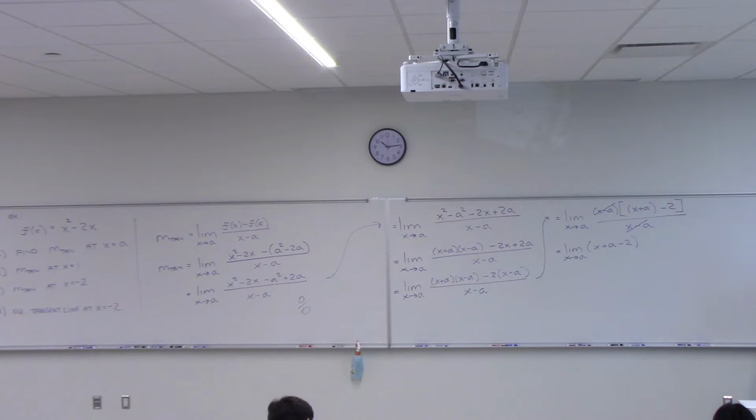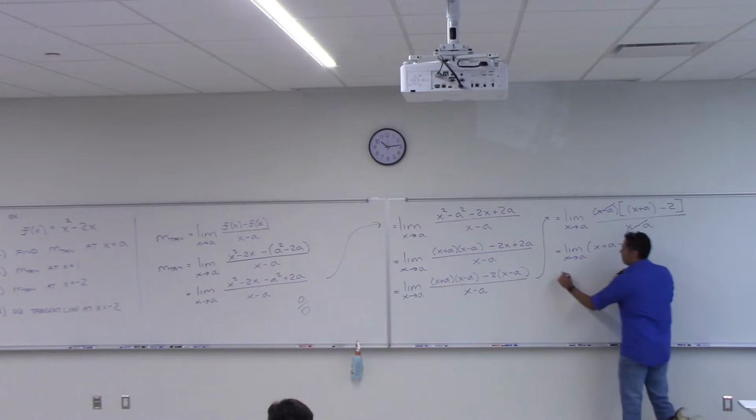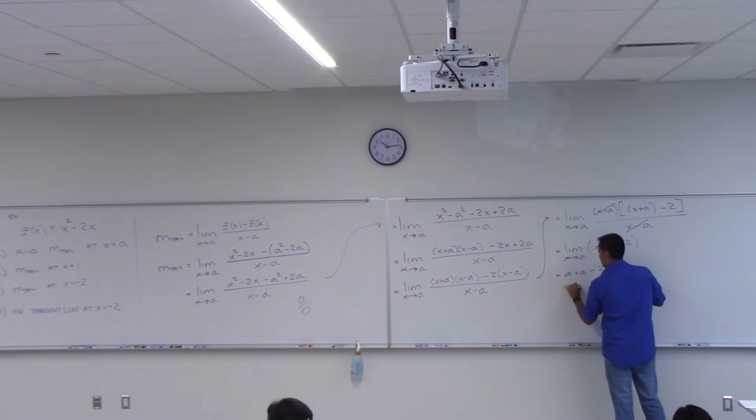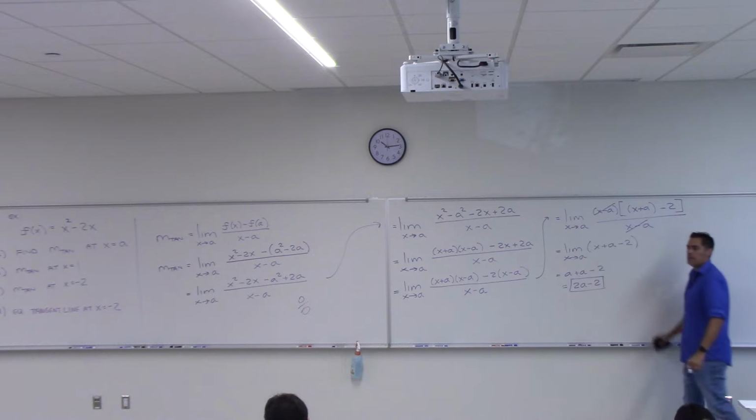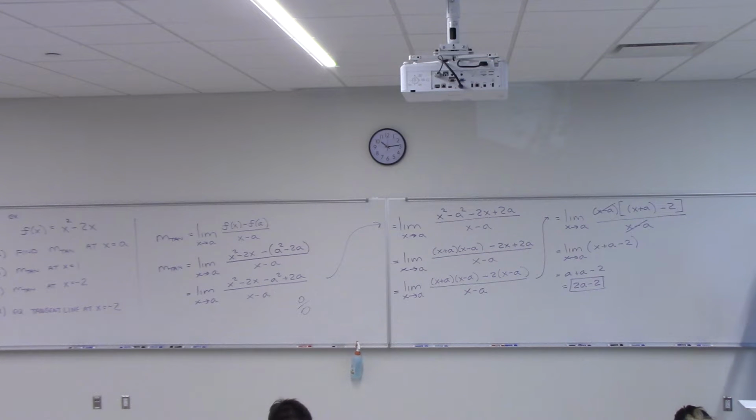And now, let x go to a, right? Let x become a, and what do you get? A plus a minus 2, which is 2a minus 2. 2a minus 2. That's the formula.